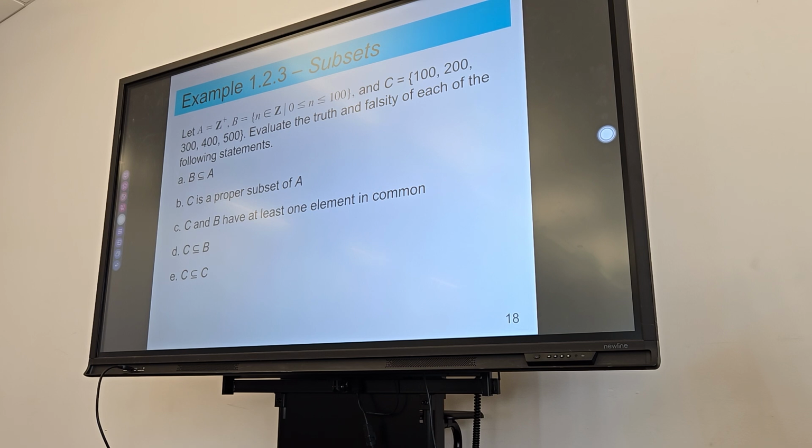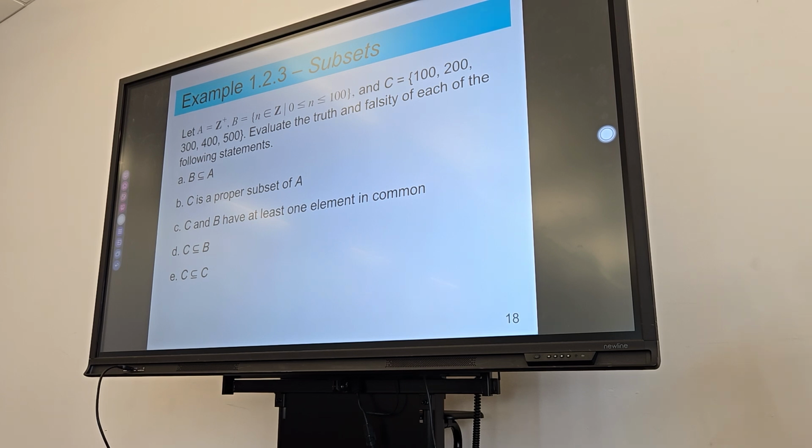C is a proper subset of A. Is that true? Proper subset of A, not B, of A. Then yes, it is true that C is a proper subset of A.